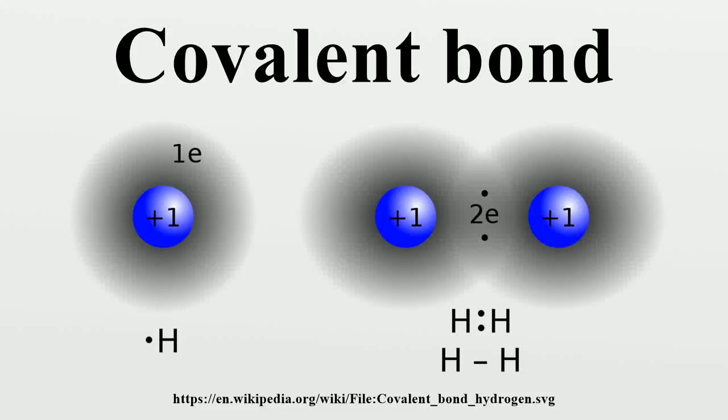A covalent bond is a chemical bond that involves the sharing of electron pairs between atoms. These electron pairs are known as shared pairs or bonding pairs, and the stable balance of attractive and repulsive forces between atoms, when they share electrons, is known as covalent bonding.